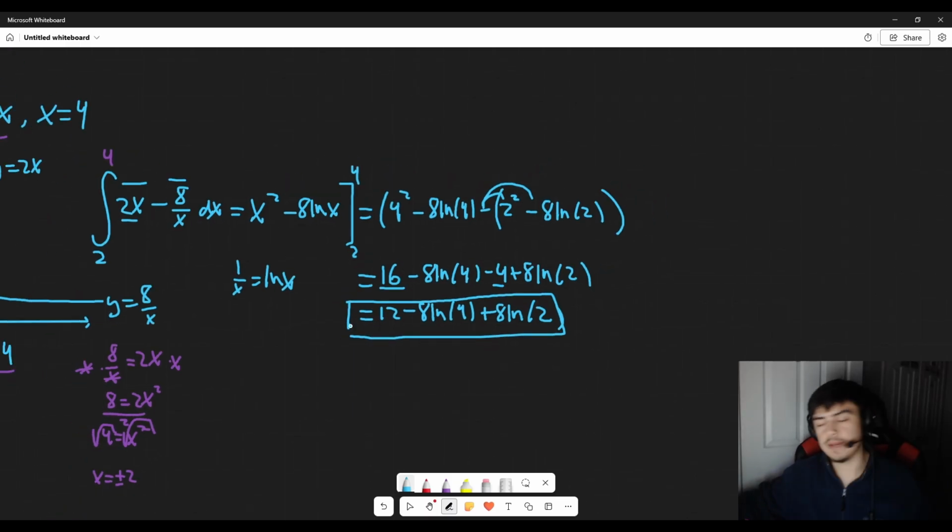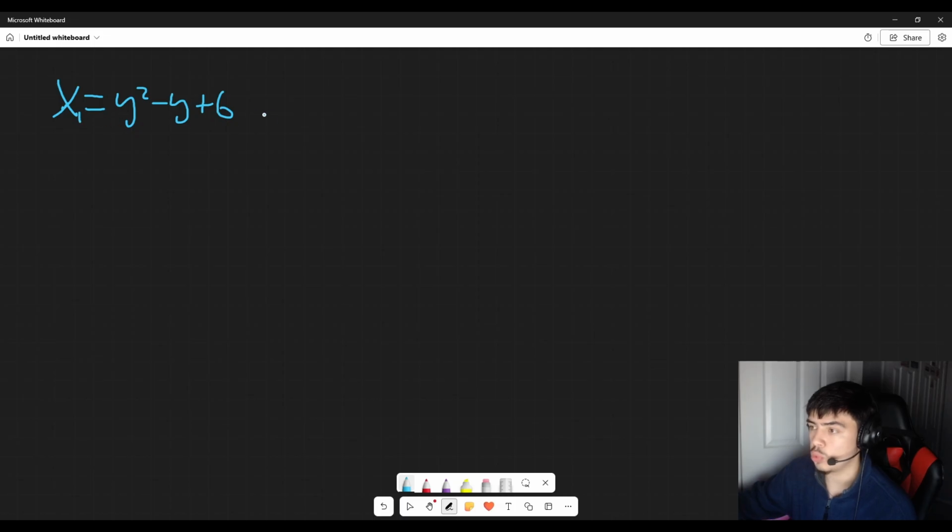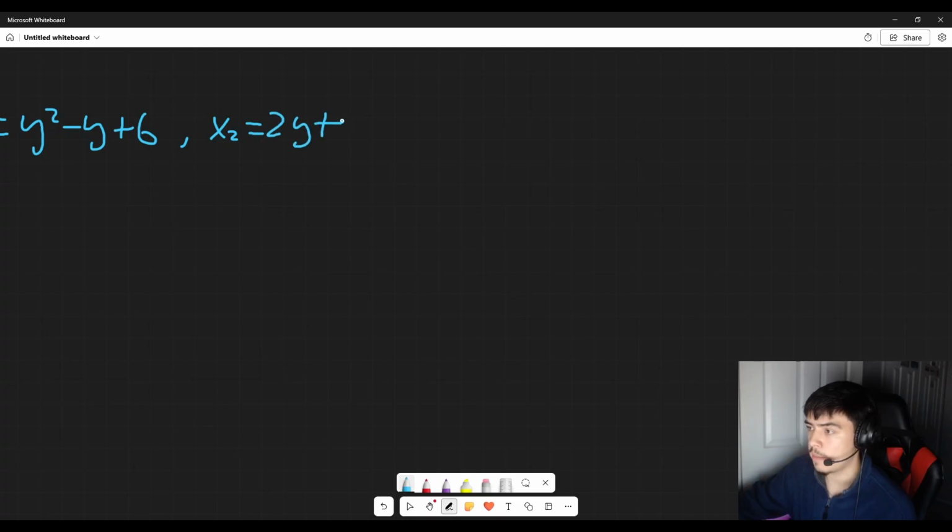On to the third example. So the next example is going to be a bit different. We're going to be using functions of y instead of x. So our first function is going to be x equals y squared minus y plus 6, call it x sub 1. And then our x sub 2, our other function, is going to be 2y plus 4.